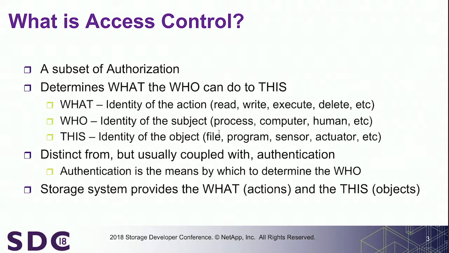And then finally, there's the this. What are you acting on? We're all used to files, but this is also programs. In the IoT space, this is your sensors, your actuators, etc. You can have these complex relationships where one processor is asking to write a value to another process. You have to, once again, make sure that it is allowed to do that, not just the action, but all the parameters. Now, this is distinct from, but often tightly coupled with, authentication.